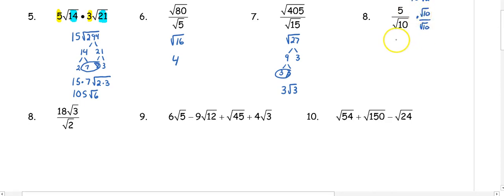So 5 times root 10 stays as 5 root 10. Root 10 times root 10. Anytime you multiply the root with the same number underneath, the roots cancel out, and that leaves us with 10. Now the numbers 5 and 10 can reduce together. They're both divisible by 5, so we would have root 10 over 2.